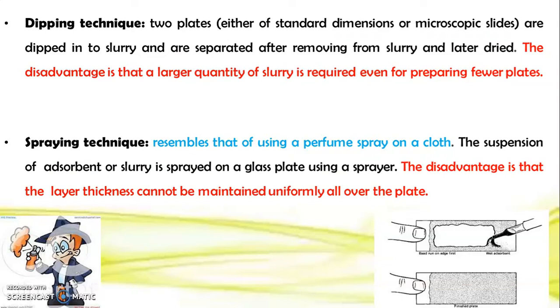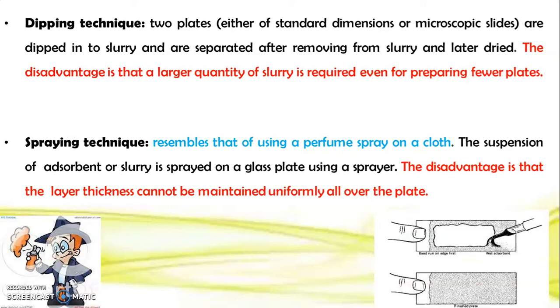The other technique is the dipping technique. 2 plates, either of standard dimensions or microscopic slides, are dipped into the slurry and are separated after removing from the slurry, and later dried. The disadvantage is that a larger quantity of slurry is required even for preparing a few plates.